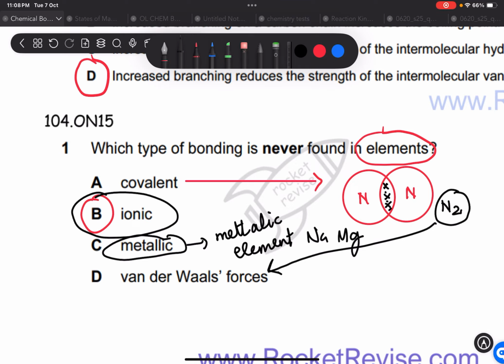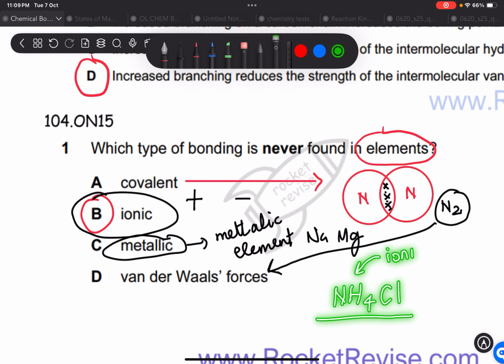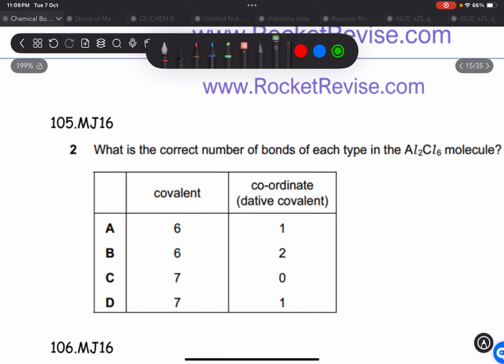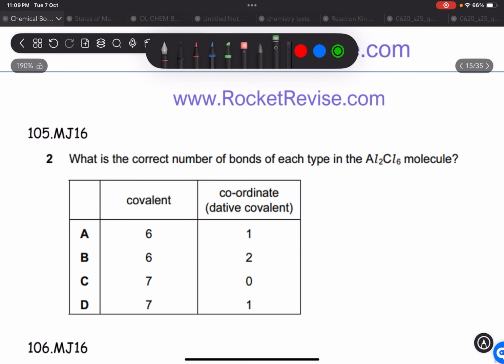Ionic can only be present between a positive ion and a negative ion. It means between a metal and a non-metal, or a positive and negative ion. Ammonium chloride: there is no metal here, but this is an ionic compound. So we know that it is formed between charges, positive and negative charges. So that's why. What is the correct number of bonds of each type in the Al2Cl6 molecule?